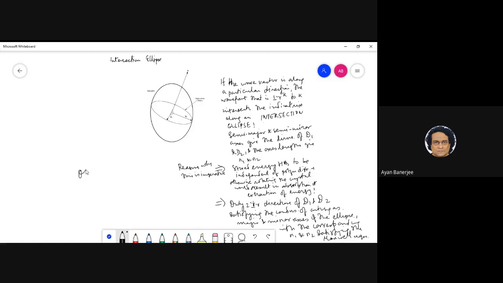Okay. So now let me just define something like the optic axis. Essentially, the optic axis defines the direction of k where this intersection ellipse is a circle. So basically it is nothing but the directions of k through the center of the indicatrix where the intersection ellipse is a circle, nothing but that.